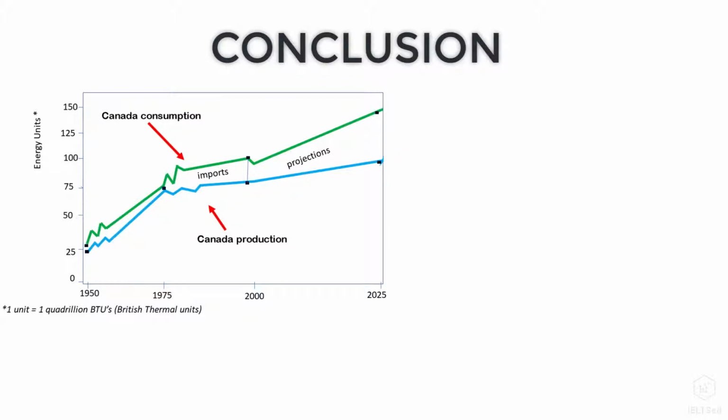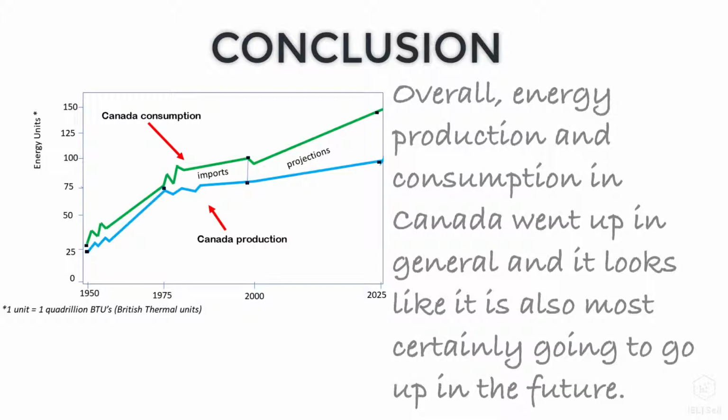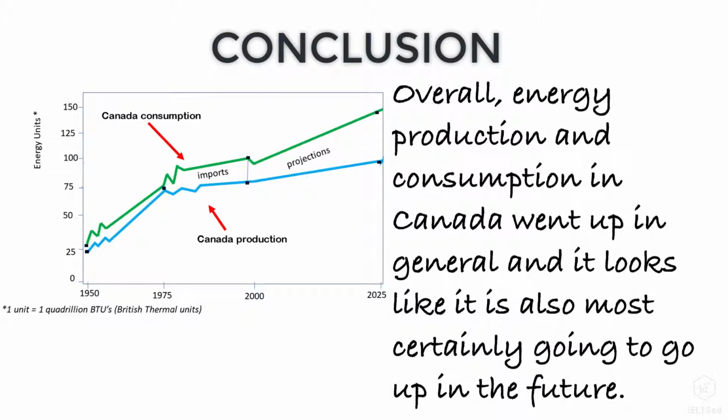Let's quickly write the conclusion. The conclusion is a summary of what happened. So, what happened here? Canadian energy production and consumption increased, and it seems it's going to keep increasing in future. So, that's what we'll say. Overall, energy production and consumption in Canada went up in general, and it looks like it is almost most certainly going to go up in the future. And that's the end of the writing task 1.